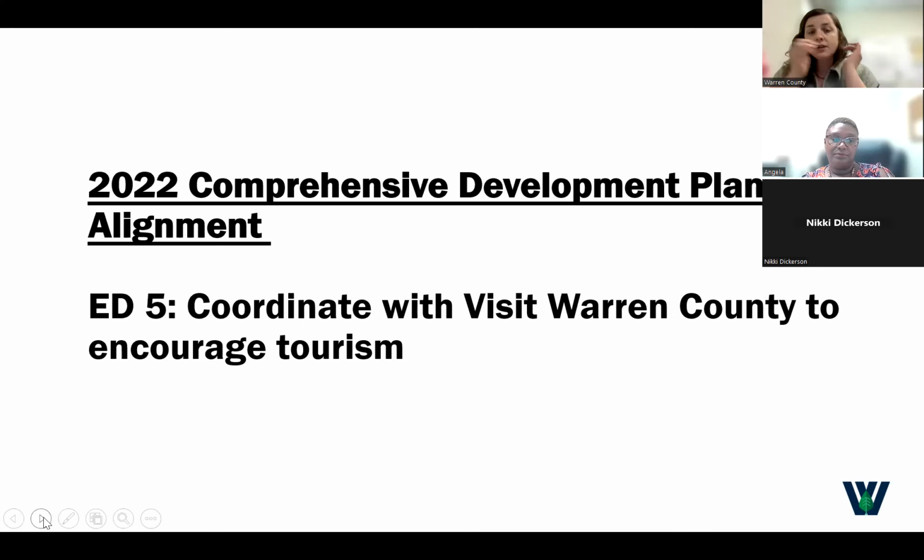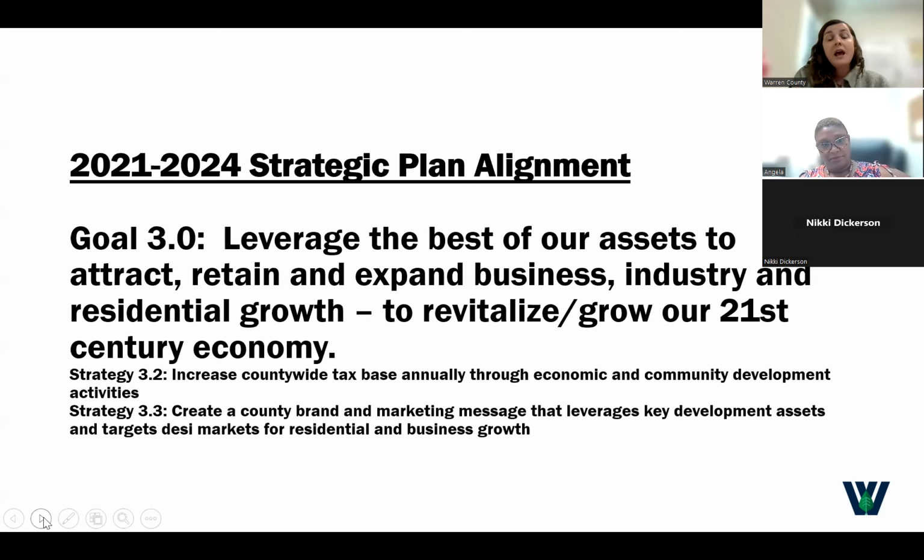So real quickly, I want to touch on some county goals that have gotten us to this point. We've actually been talking about occupancy tax at some level for years when it comes to tourism. But most recently, a few of our strategic plans that guide our work touch on our ability to grow tourism in the community. In our 2022 comprehensive development plan, we have an economic development goal around encouraging tourism. Our commissioners' strategic plan through 2024 has a goal of leveraging the best of our assets to attract, retain, and expand business.